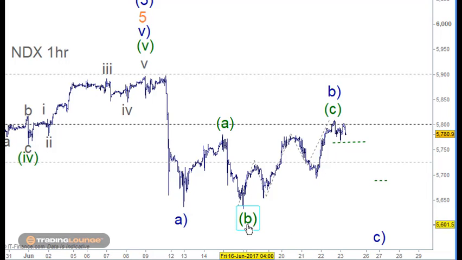And in that scenario, we would have to look at this as being a B wave here and a C wave here.